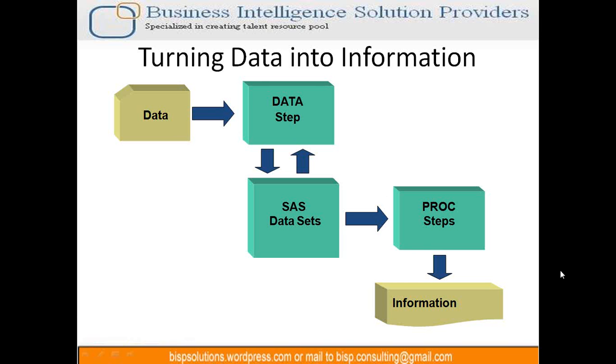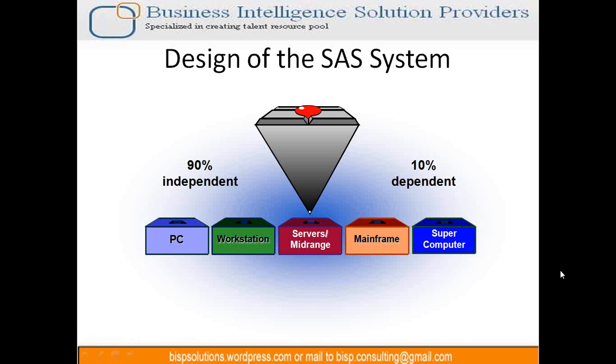Now, coming to the design of SAS software. This software is 90% platform independent, and 10% is platform dependent. It means this software can be installed in any environment, either Windows, Unix, Linux or mainframe, whatever it is. That is the majority: 90% is platform independent and 10% is platform dependent. In a similar way, SAS can work in any environment or any operating system.